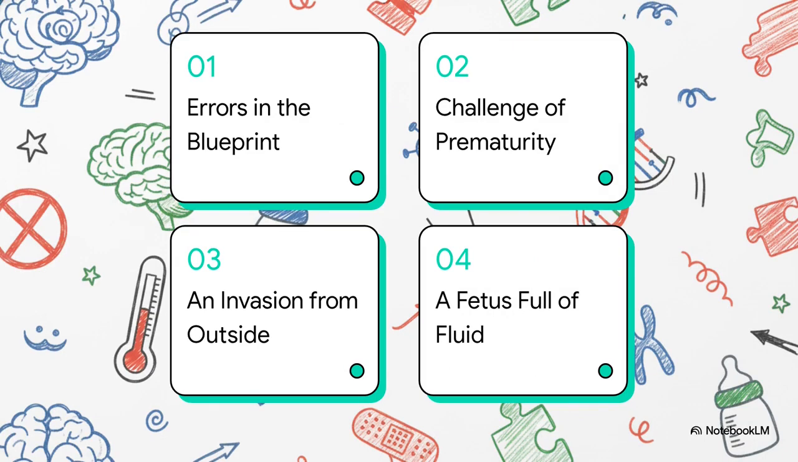Okay, so what's our plan for today? We're going to break down the challenges of early life into four main parts. First, we'll look at what happens when there are errors in the blueprint. These are the congenital anomalies. Then we'll talk about the huge challenge of prematurity for babies who arrive a bit too early. After that, we'll see what happens when there's an invasion from outside by nasty infections. And finally, we will investigate a very serious condition called fetal hydrops, where a fetus becomes full of fluid. So are you ready? Let's begin.